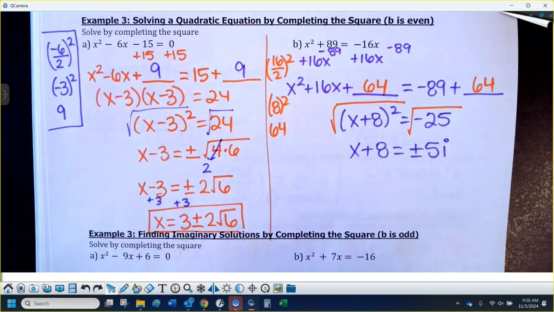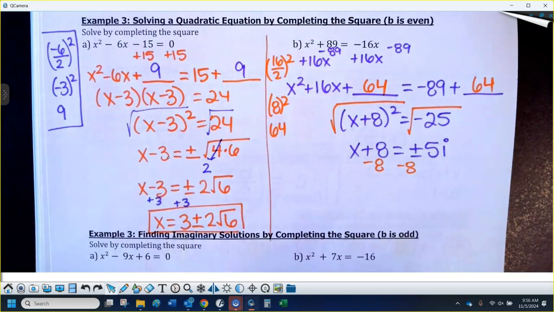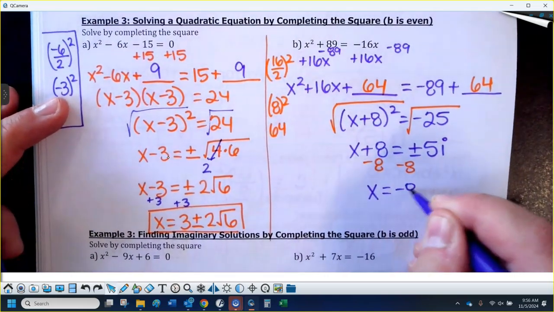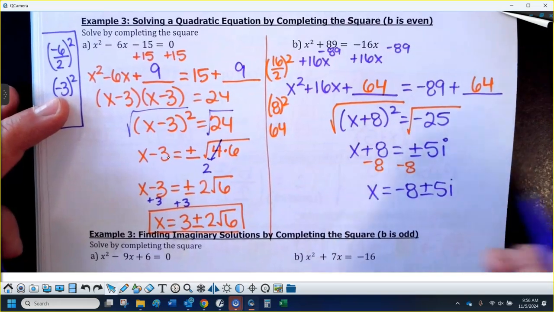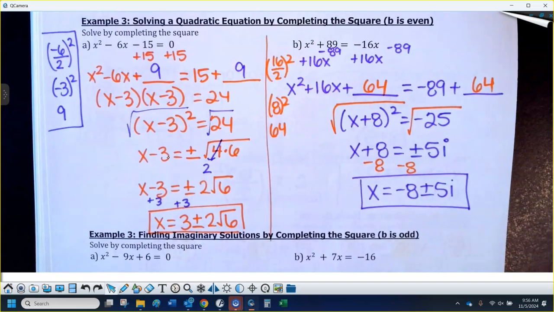The only other thing I'm going to do is I'm going to move that 8. And we won't be able to simplify this any further. We're just going to have x equals negative 8 plus or minus 5i. And, I know that is crazy looking, but those are our 2 answers.